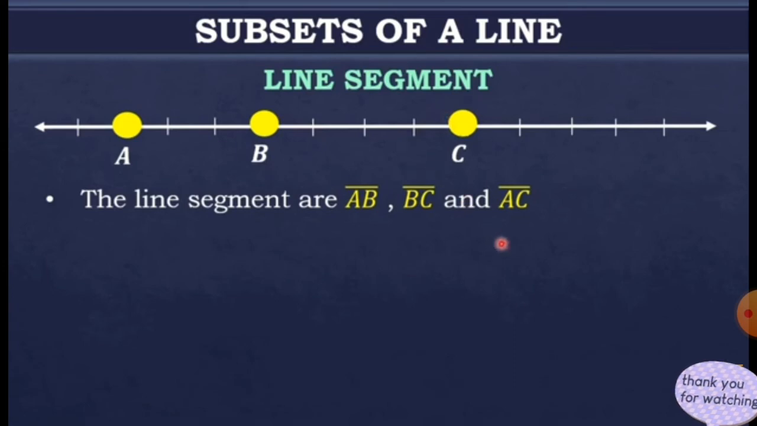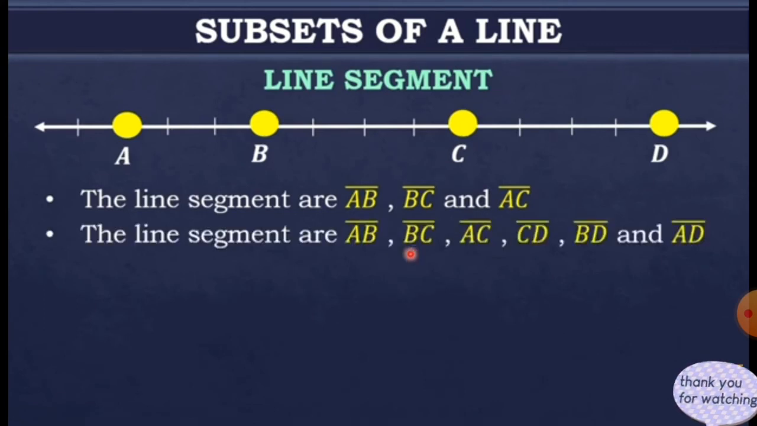Okay? Now, halimbawa, meron pa tayong isang point dito. So, nagdagdag ng isang point. So, ano-ano ang mga line segment natin dyan? So, the line segments are yung kanina, AB, BC, AC. Kaya lang po, meron pong nadagdag na isang point. So, madadagdagan po ang ating line segment. So, meron na tayong CD, BD, and AD.